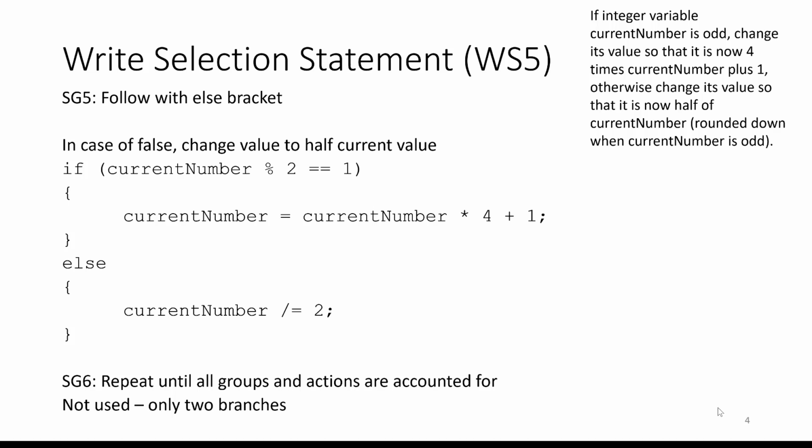Remember that divide equals is just a compound operator to say that current number is assigned the value current number divided by 2. We don't have to worry about the part of rounded down when it's odd, because in this case we're doing integer division. An integer divided by an integer is always an integer, which will round down. Subgoal 6. Repeat until all groups and actions are accounted for. In this problem it's not used because we only have 2 branches.